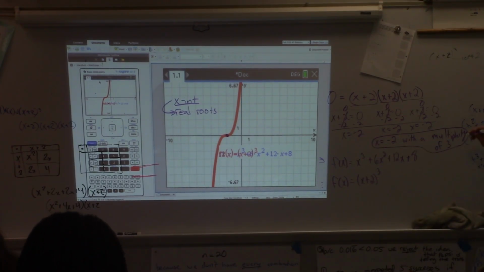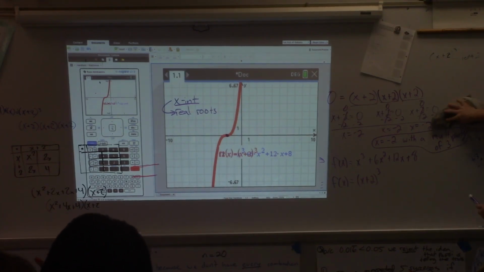Because if it says x equals 2, I wouldn't say a multiplicity of 4. I would say x equals negative 2 with a multiplicity of 3, and x equals 2 with a multiplicity of 1. How many times do you see x equals 2? 1. So it's a multiplicity of 1. Guys, your multiplicity is just how many times you have that root.